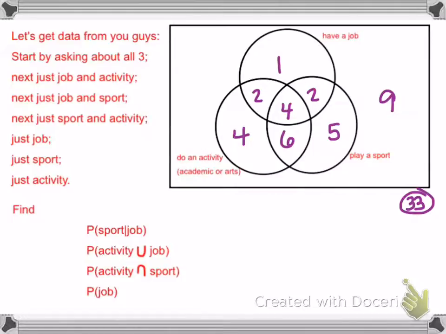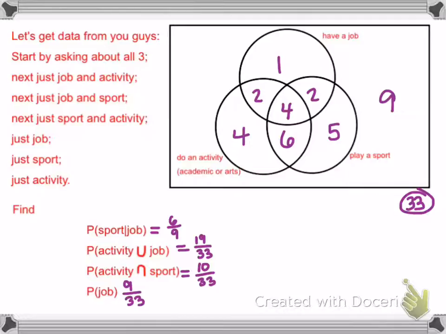So the probability that you're in a sport, given that you have a job, I'm looking only at the job circle, and this is the only one I care about. Blur everything out of your vision. So I'm only looking at these 9 people. That makes my denominator a 9, and I want to look then at how many of those 9 would also say they play a sport. That's these 2 spaces, so that's 6 out of 9.